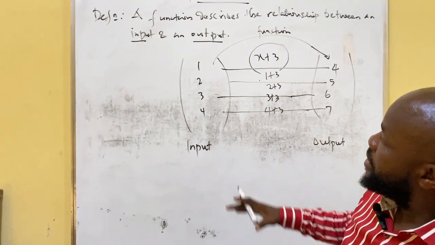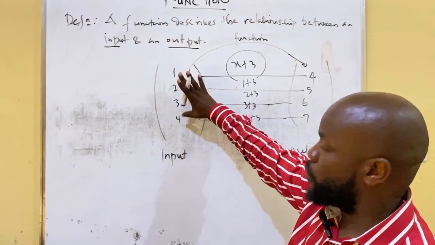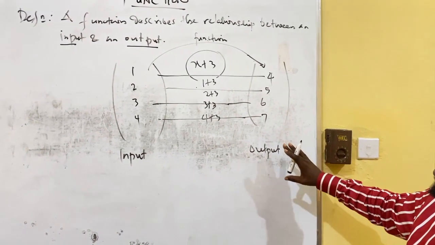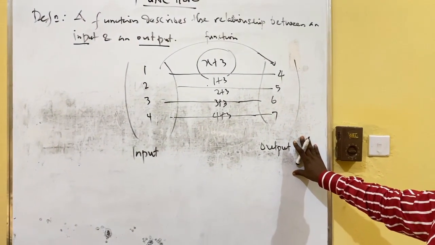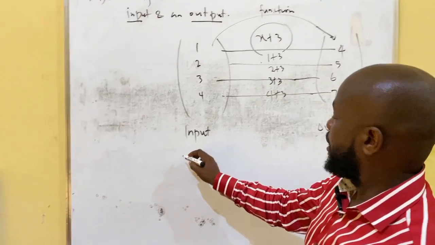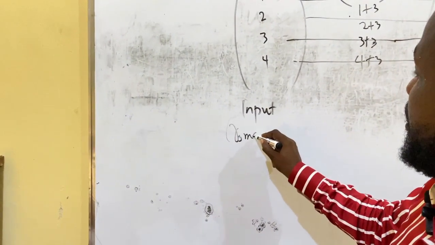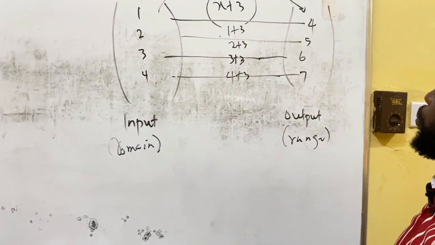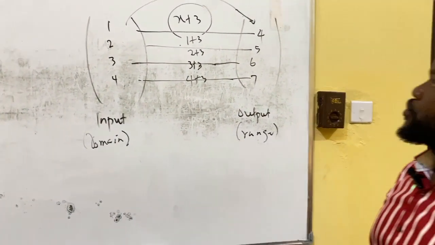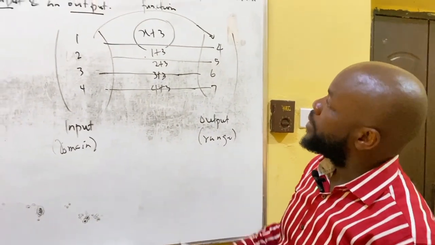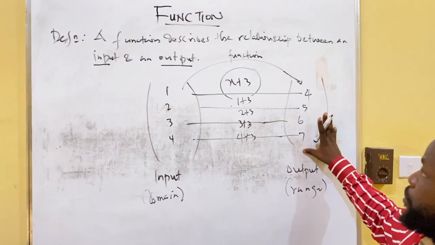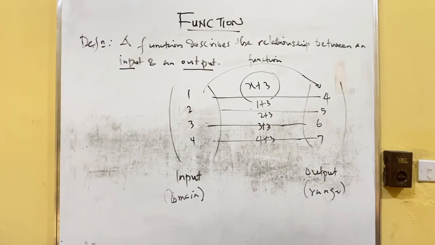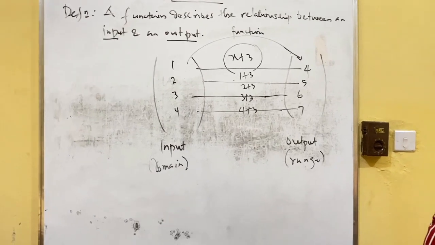The domain is the allowable values that we have in the input set, and the range is the possible values that an output set can have. So we can say that the domain has to do with the input set, while the range has to do with the output set. So it helps us relate the input to an output. With this simple illustration, we've been able to show how a function works.